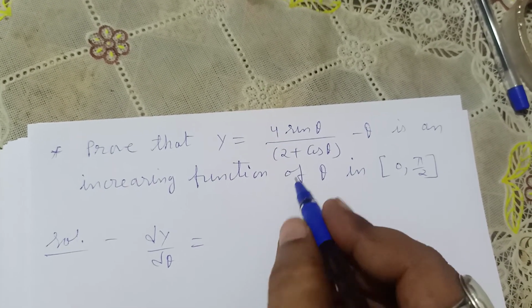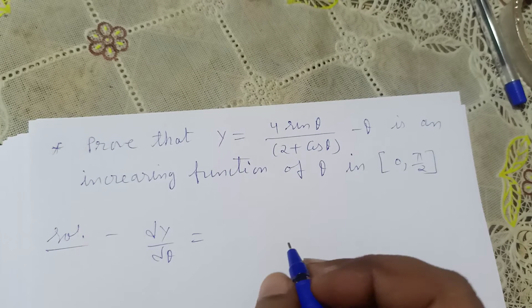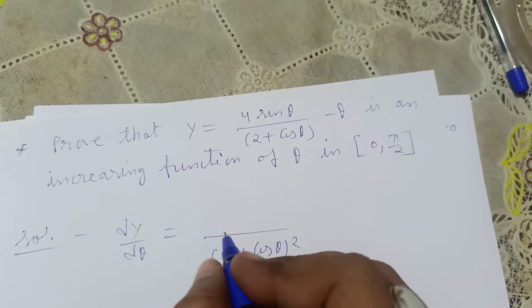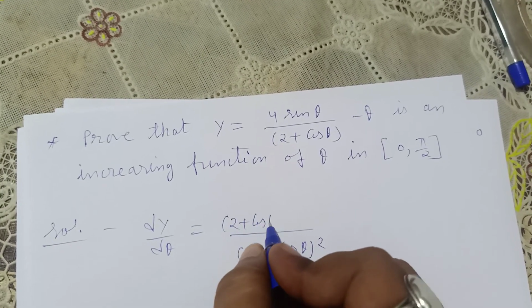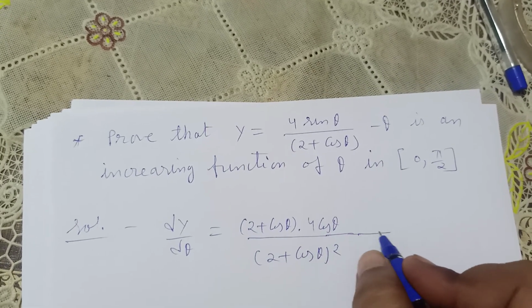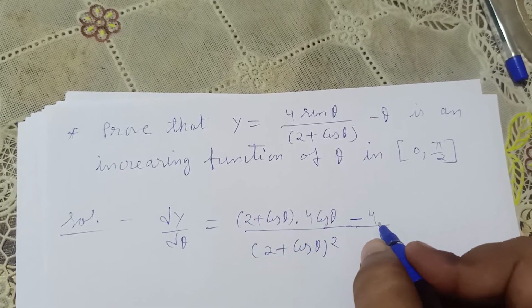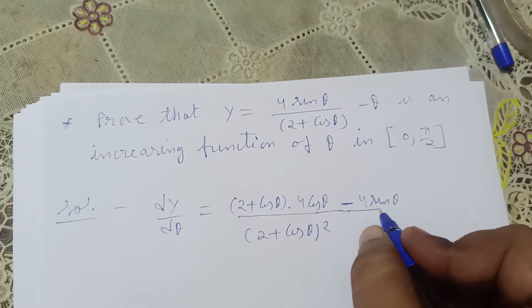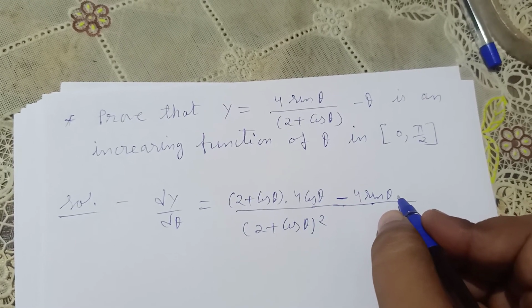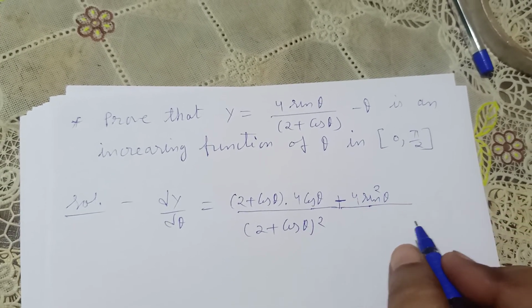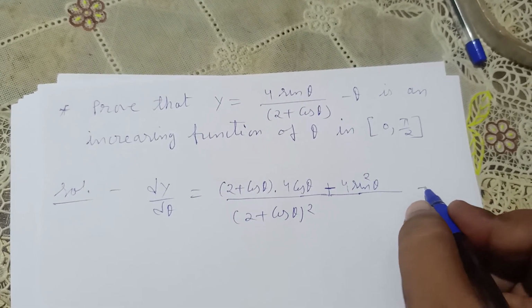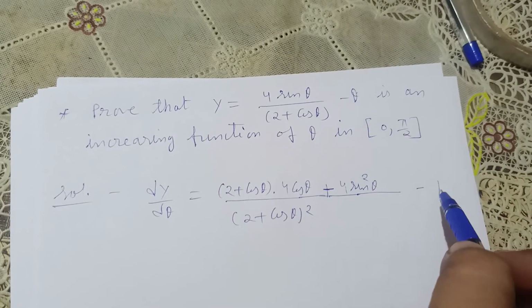equals, here we will apply the quotient rule. 2 plus cos theta whole square, into 2 plus cos theta, it is 4 cos theta, minus 4 sin theta as it is, and the derivative of 2 plus cos theta is minus sin theta, minus minus plus, and this will be sin square theta. Then minus 1, theta is minus 1.